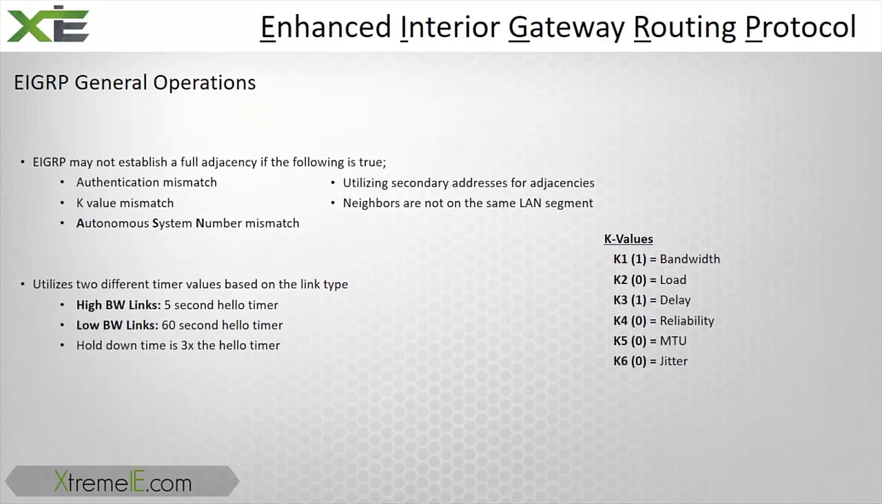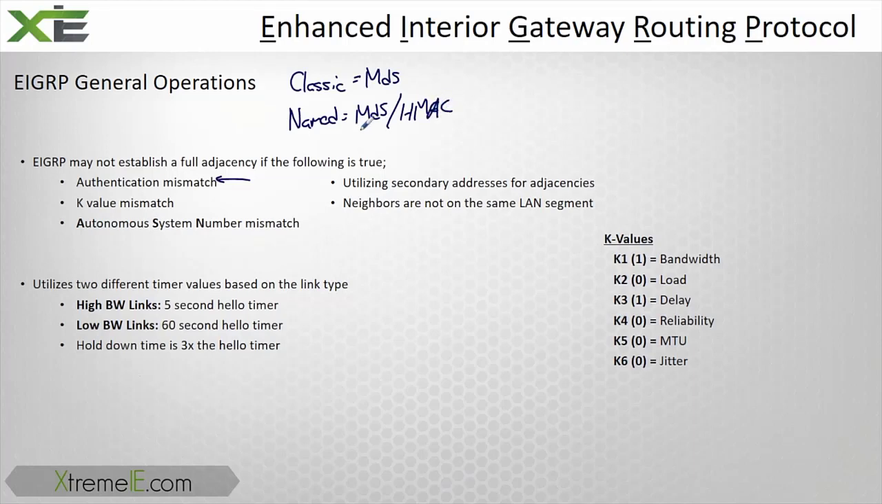So in order for us to form that adjacency, we need to have authentication matching. And that's not just a password. Let me explain what I mean. Classic mode supports MD5, right? Now, named mode supports MD5, but it also supports HMAC authentication. And I will go into HMAC.